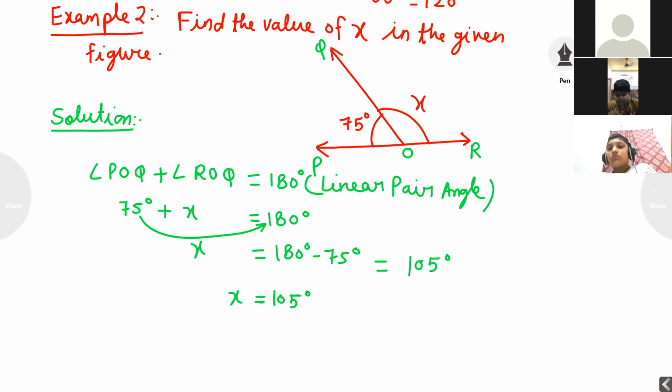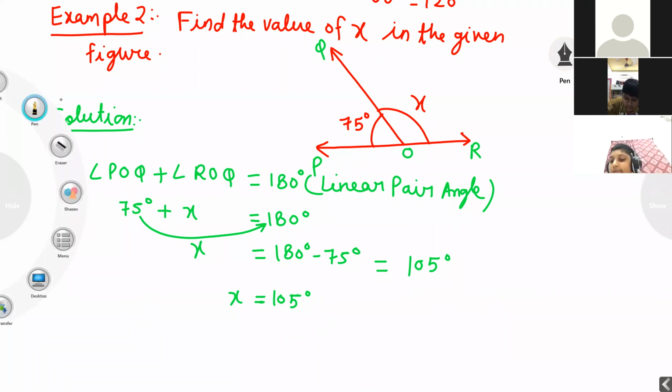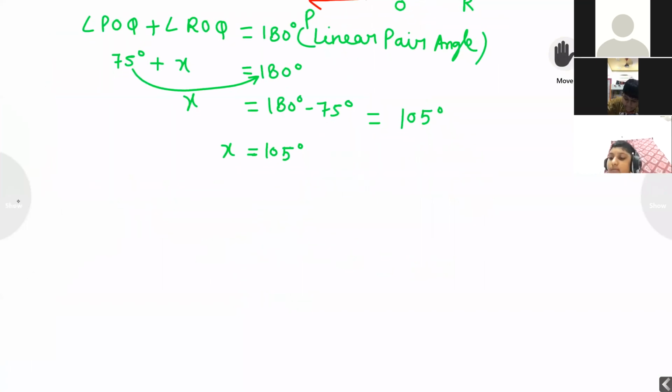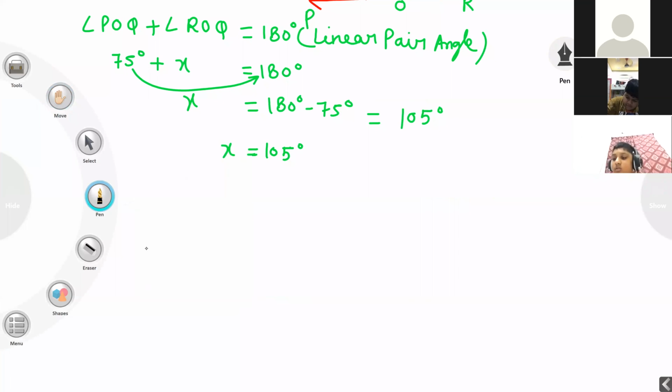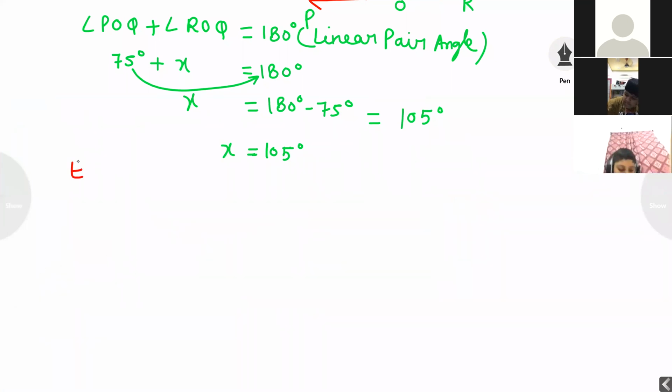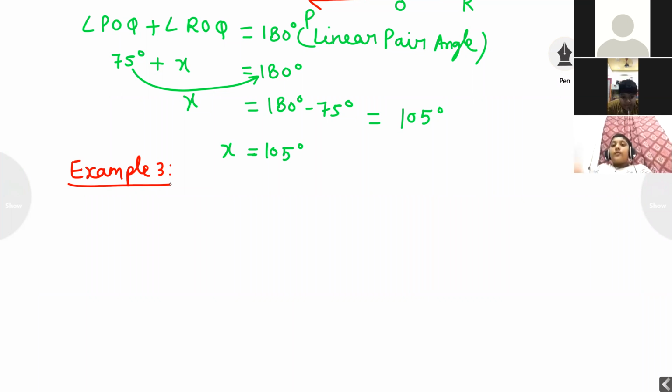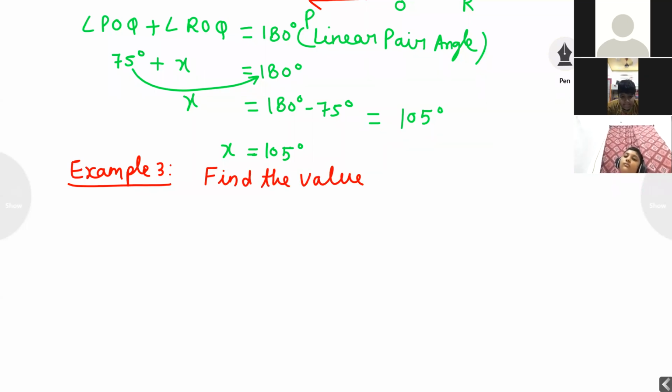Example 3. Find the value of x. Now I'm twisting the question.